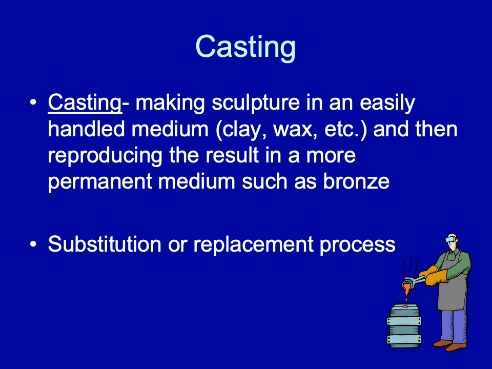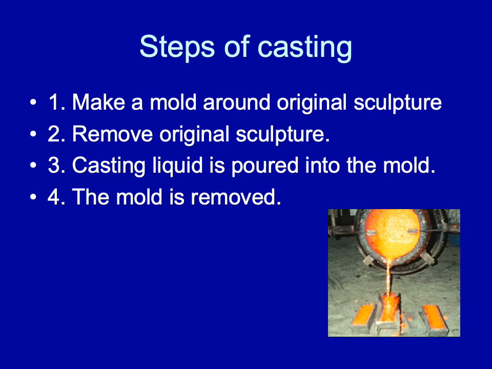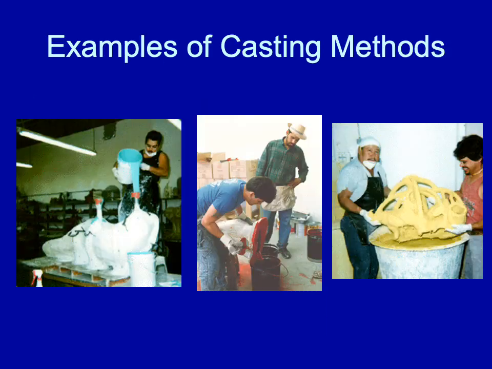Casting is the second process that we'll talk about. Casting means that you're pouring a liquid into a mold to make the sculpture. And so this is kind of like the printmaking of three-dimensional art. So you make an original, somehow remove it and make a mold of it, and then you can make multiples by pouring a liquid material such as bronze or wax or plaster, whatever you want to, inside of it. These are the steps of casting that I just went over. And then these are some examples of people pouring different liquid materials into the molds of these.